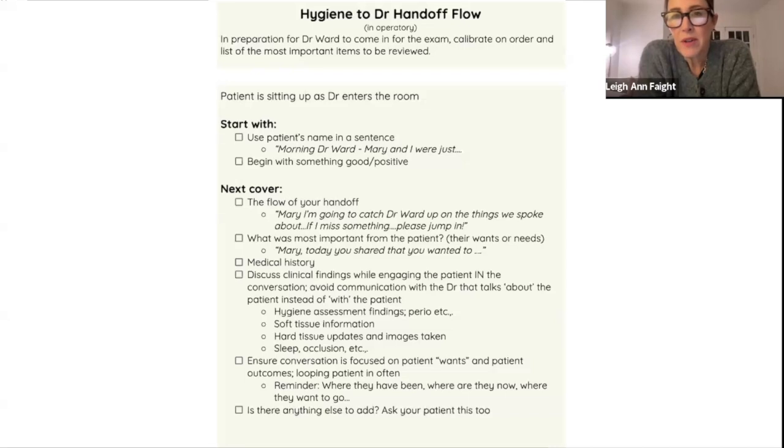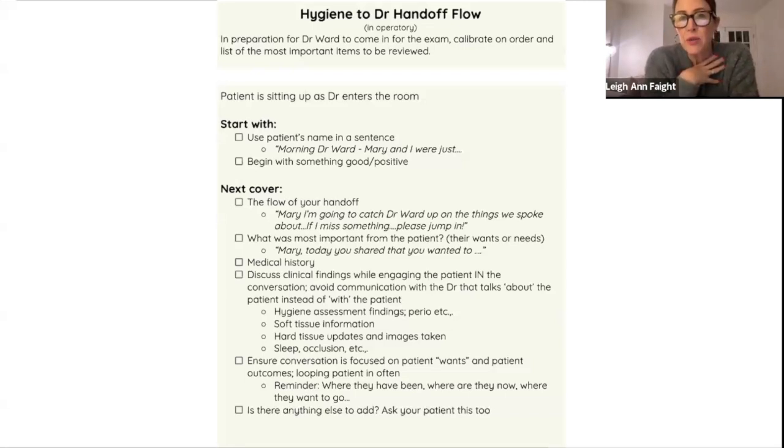So we always start off by trying to use the patient's name, saying something good or positive just to set the tone. It's nice. Patients are listening for when you're about to blow their cover and talk about the things that are going on in their mouth. And so it's really nice to start with something positive.